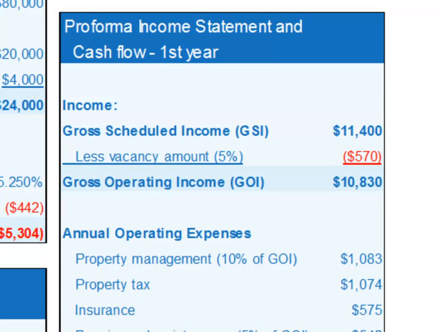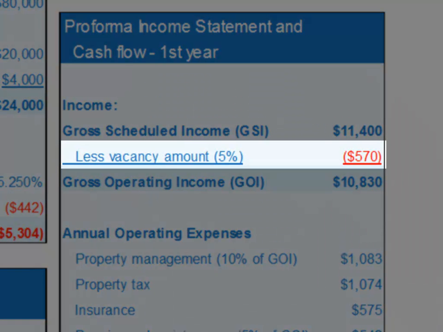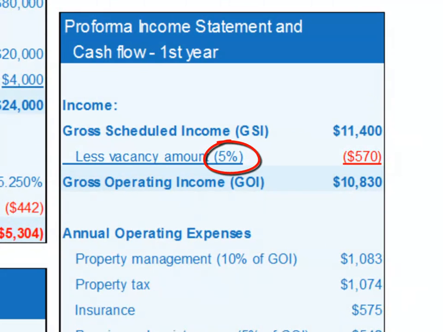Since we know this isn't going to be the case, we need to create an expected income, a realistic income we can count on. In order to do that, we need to apply a vacancy rate to our gross scheduled income. Vacancy is typically measured as a percentage of the total annual income. In this example, we are using a 5% vacancy rate, which means in a given year, where we expect to receive $11,400 in rent, we anticipate that on average, our investment home will be vacant 5% of the year. Translated into dollars, 5% in vacancy equals 5% of our $11,400 in rental income, or $570.